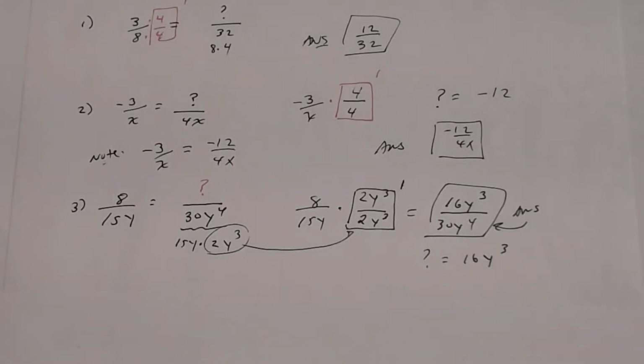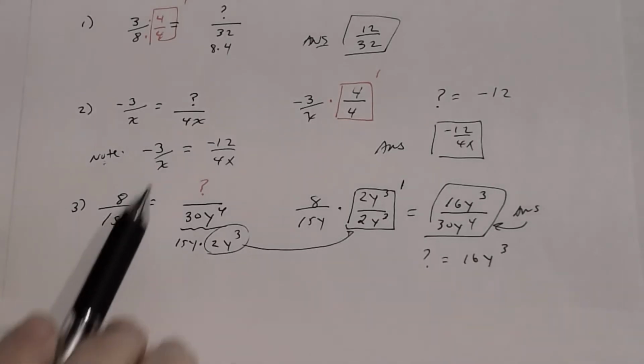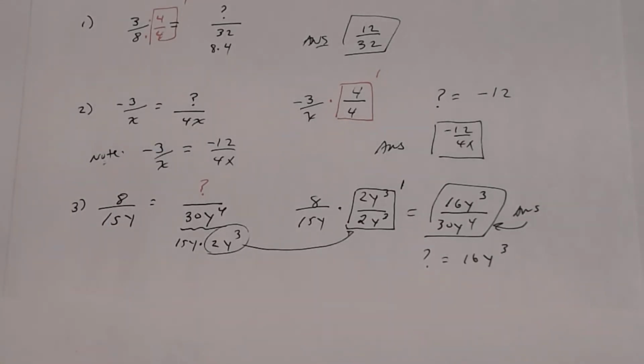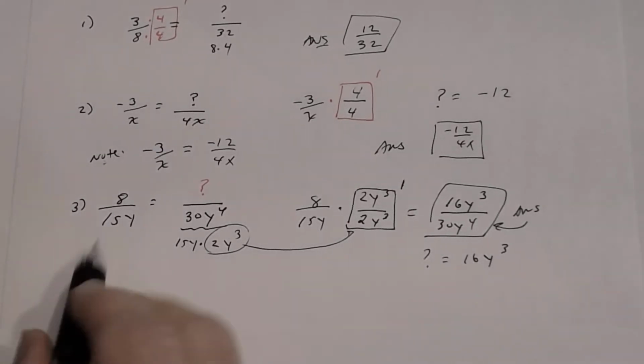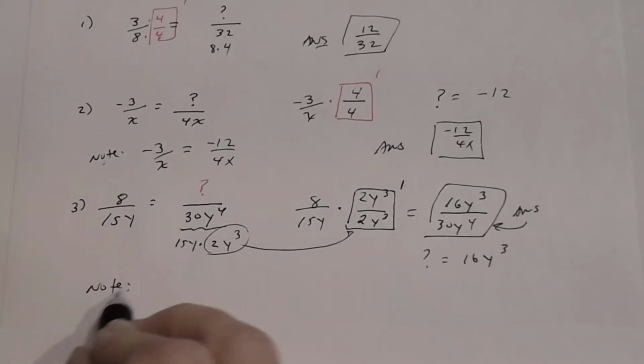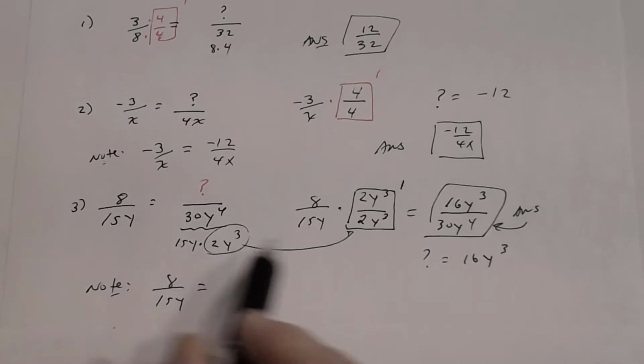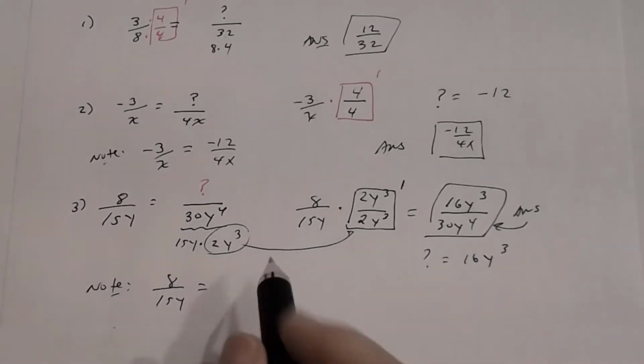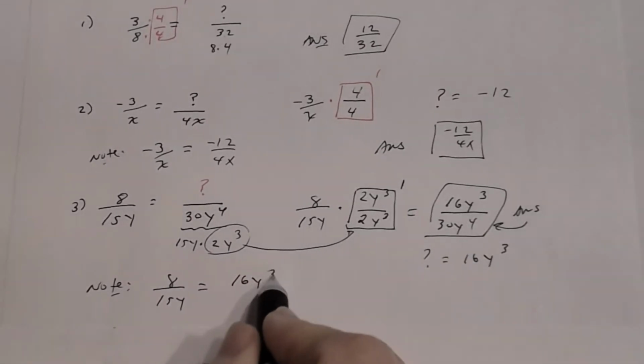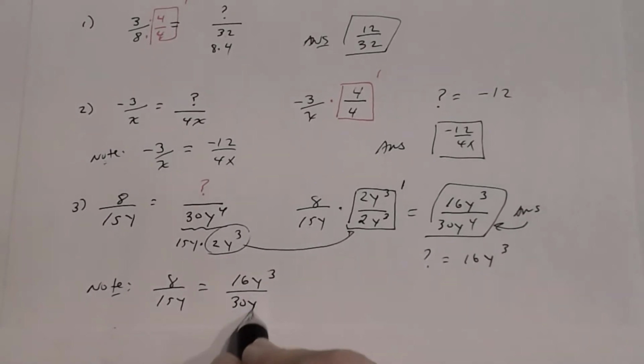All right. So writing equivalent fractions, writing equivalent rational expressions. So think about all the different processes you can go through to get what you want. All right, now remember what we just found though. So 8, let me just mention it again. So note, 8 divided by 15y is equivalent to this rational expression, 16y cubed divided by 30y to the 4th. Okay, that's what you found.